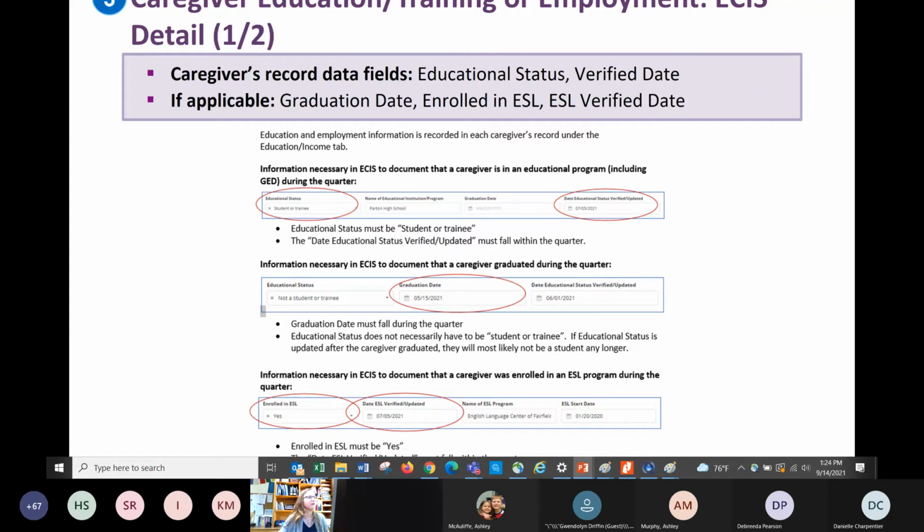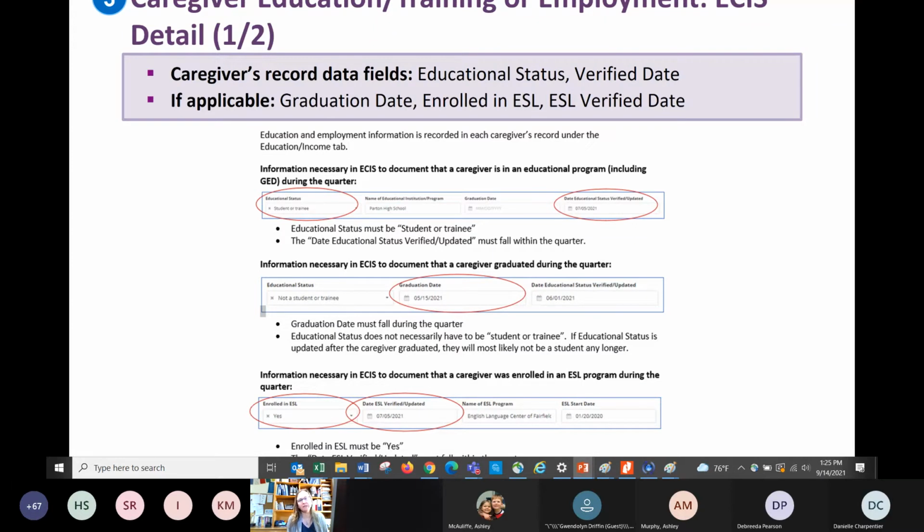Thank you. And again, these are all in the rate card manual. So if you're having trouble seeing it, just refer right to that manual. I believe it's the exact same screenshots. So educational status, that's where it's student or trainee or not trainee. That's where you would choose student or trainee. And then you would also have to fill in the date educational status verified or updated. And a reminder that this is all self-report.